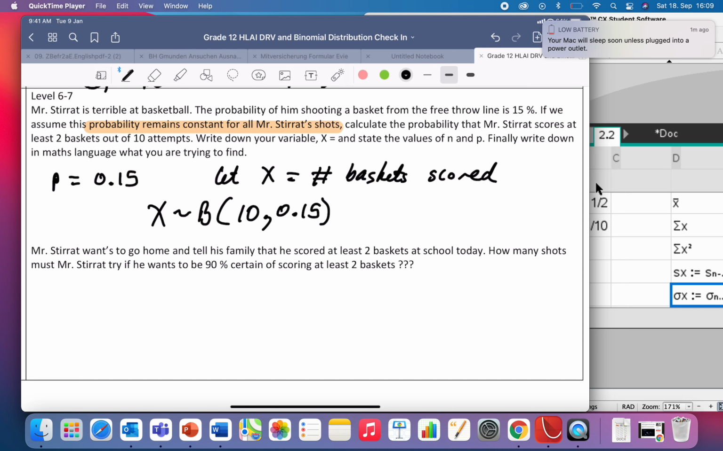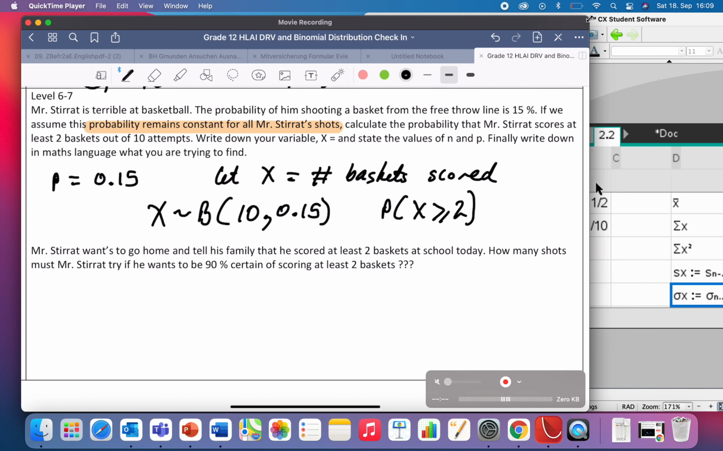It just means that every shot is kind of independent of the previous shot. So it's kind of a realistic model, but it just assumes that over the 10 shots, the probability of success doesn't change, it doesn't get any better with practice or any worse with fatigue. And so what we're trying to find is the probability that there are at least 2 baskets, so X greater than or equal to 2. We can get this straight away on our TI-Nspire. So greater than or equal to 2 sounds like a cumulative score we need.